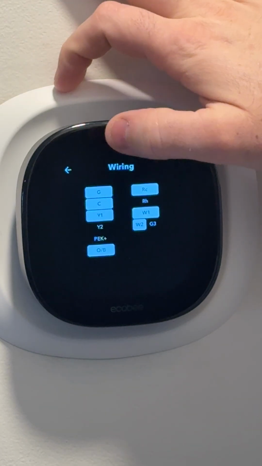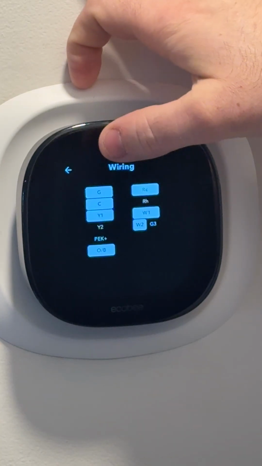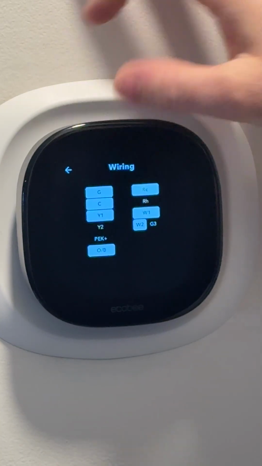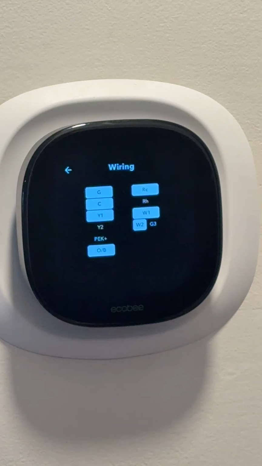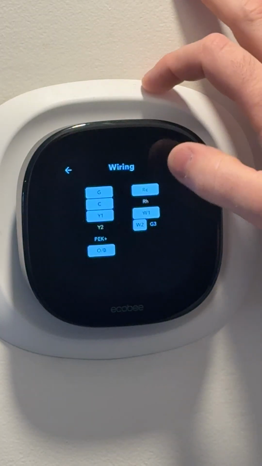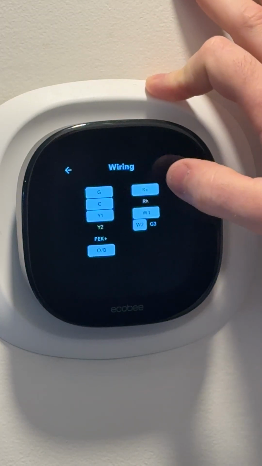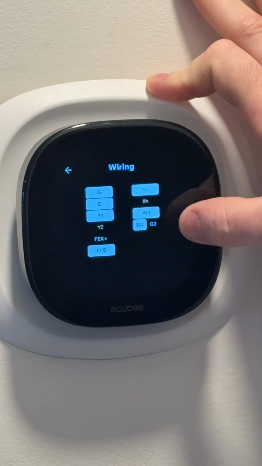We have G, which is our fan, C, common, Y1 is our air conditioning, OB is our reversing valve. So Y1 and OB will cause the refrigerant to go the different direction, heating the house. RC is our power to the thermostat, and W1 and W2 is our two-stage heating.